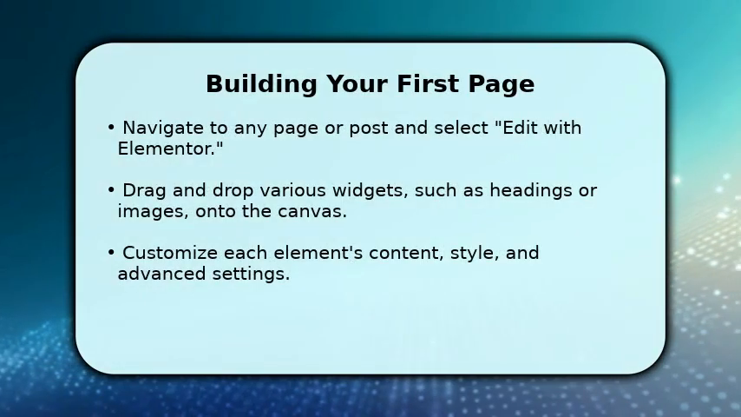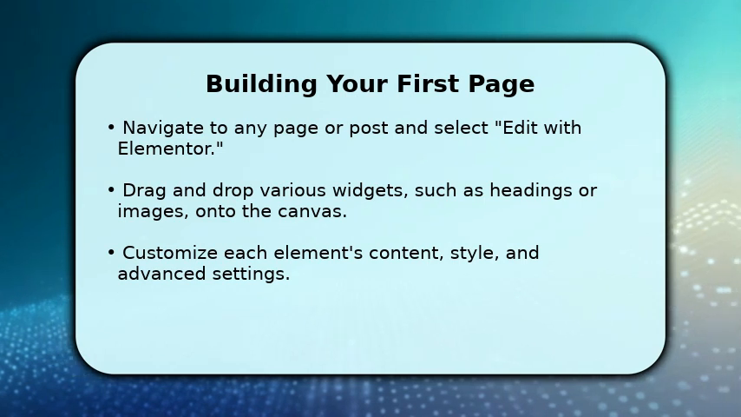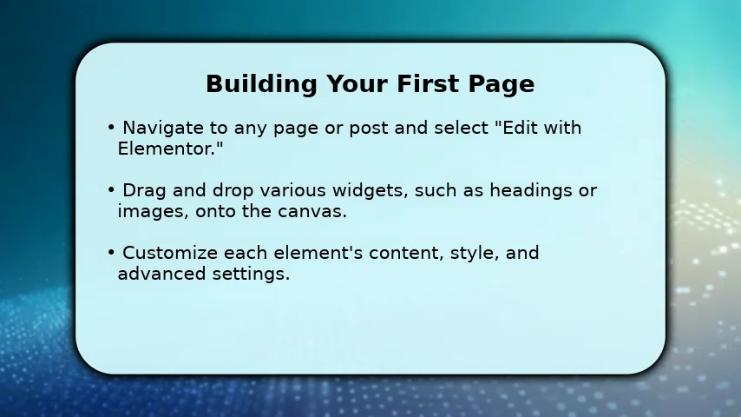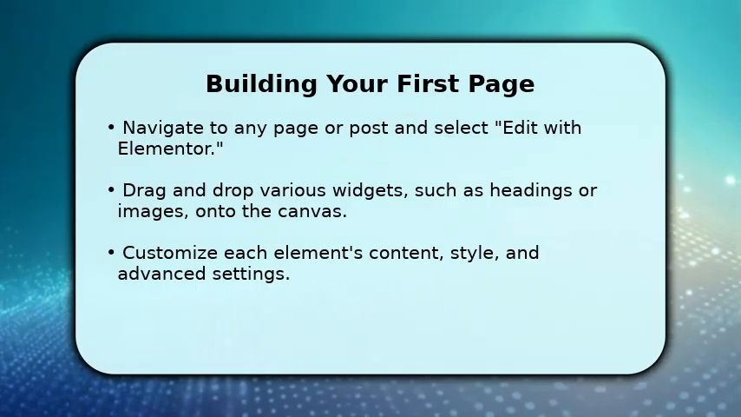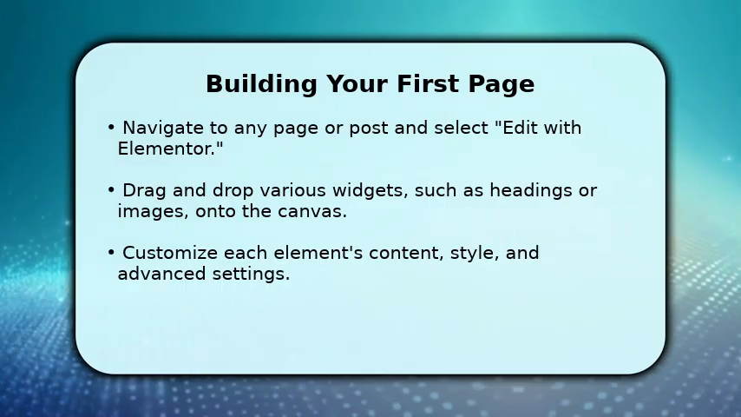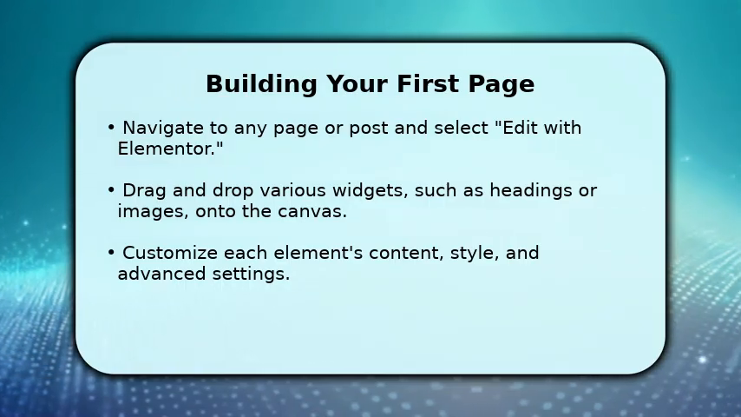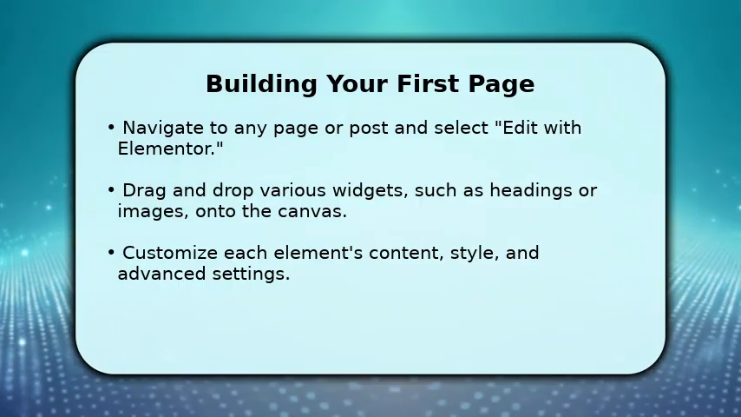Once Elementor is active, open a new or existing page and click Edit with Elementor. This launches the intuitive builder interface. On the left, you will find a panel with numerous widgets. Simply drag and drop elements like text blocks, images, or buttons onto your page. Then, use the panel to customize their appearance and content to fit your vision.